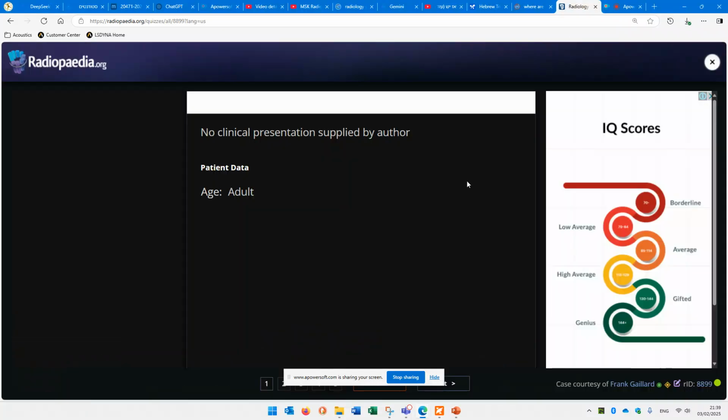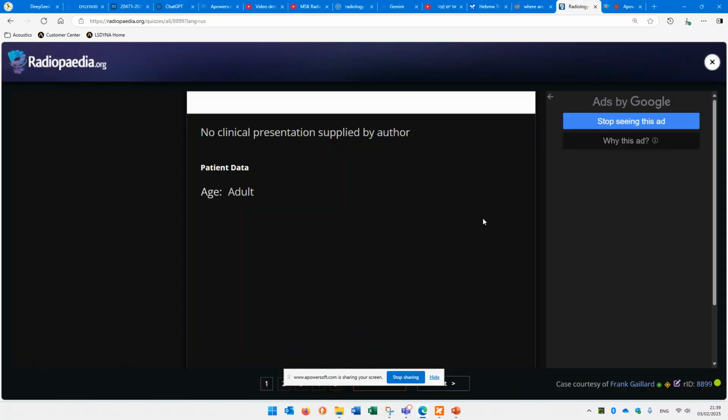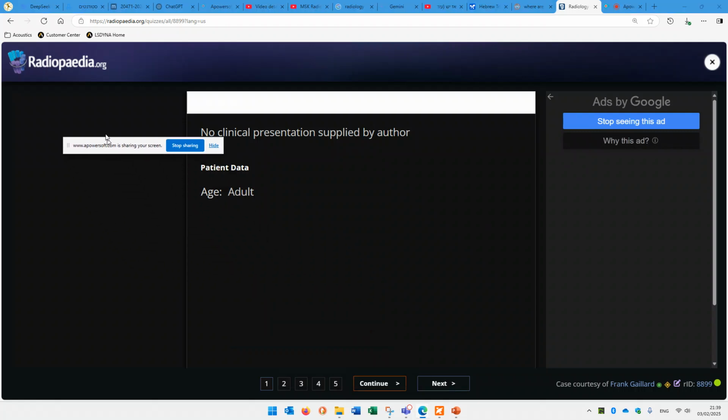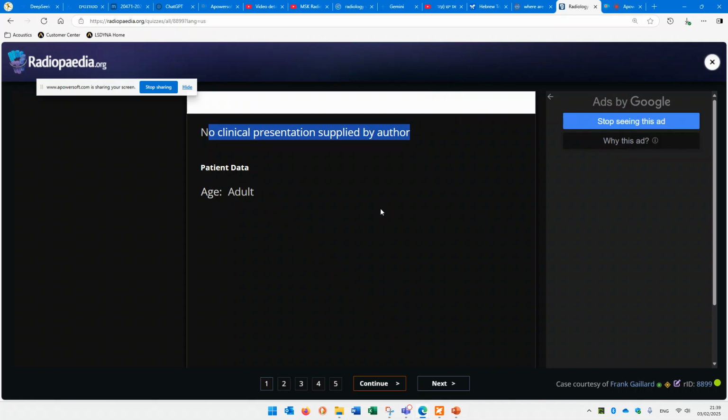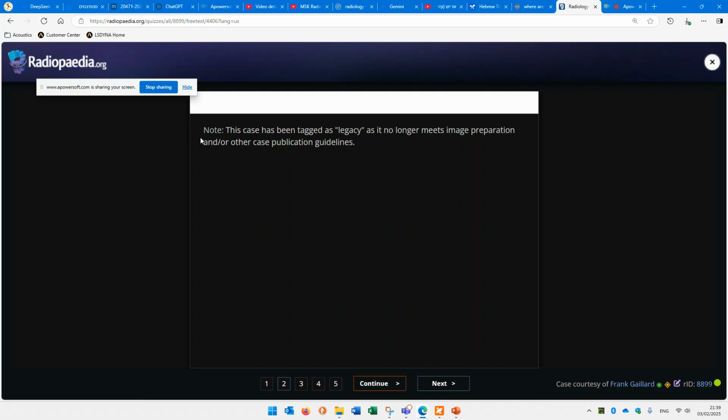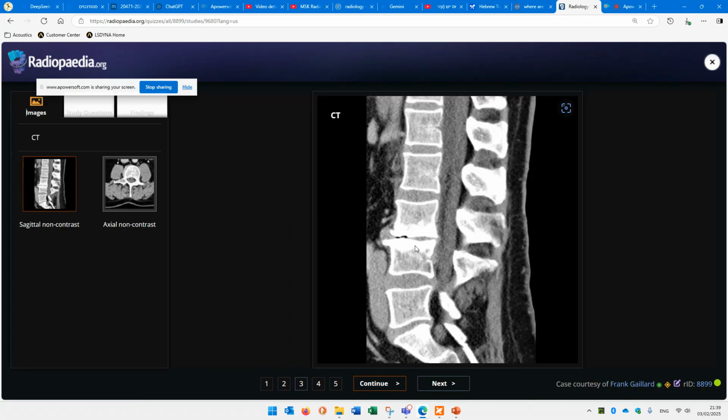Okay, so let's do some cases in radiology. I'm just practicing, so I may be wrong. Let's do it together. So we are starting with the first case that I have no idea what it's going to be. We have no clinical presentation supplied by the author, and we only know that this patient is an adult patient. Now this case has been tagged as legacy as it no longer meets image preparation and or other case publication guidelines. Okay.